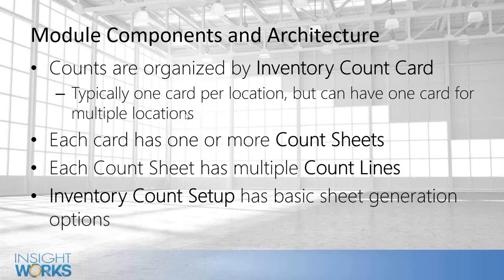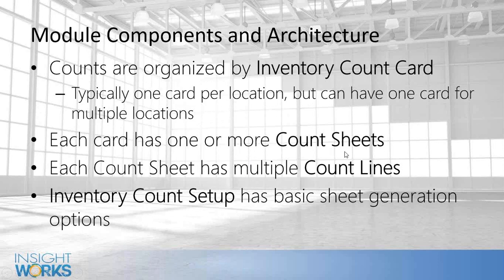However, you can have one card for multiple locations. And where you would do that is, let's say you have a virtual scrap location within your warehouse. Well, you may want to count that on the same inventory count as your standard warehouse, because it makes reconciliation a little easier. For example, I could see I'm short 100 of this item in my main warehouse, but look, I've got 100 extra in my scrap warehouse. And it may help you to reconcile those types of things a little more easily. But typically we have one inventory count card per location.